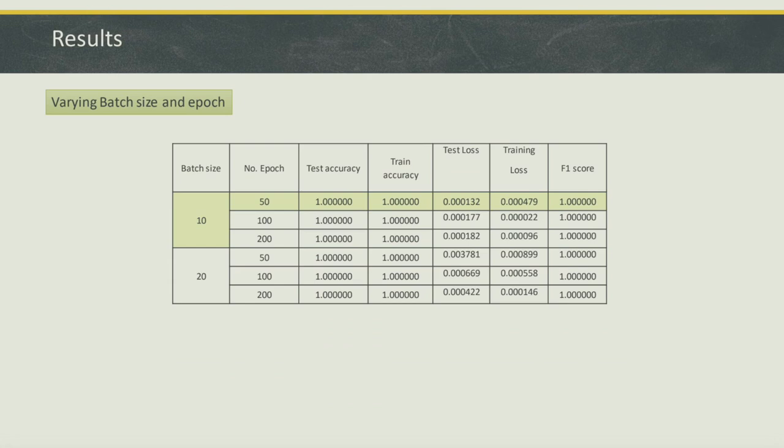Next, we vary the batch size and the number of epochs. In this test, 6 combinations of batch size and epoch are studied. From the results, the combination of 10 batch size and 50 epochs yields the smallest test loss. Therefore, the model with the combination of 10 batch size and 50 epochs is chosen as our final model.